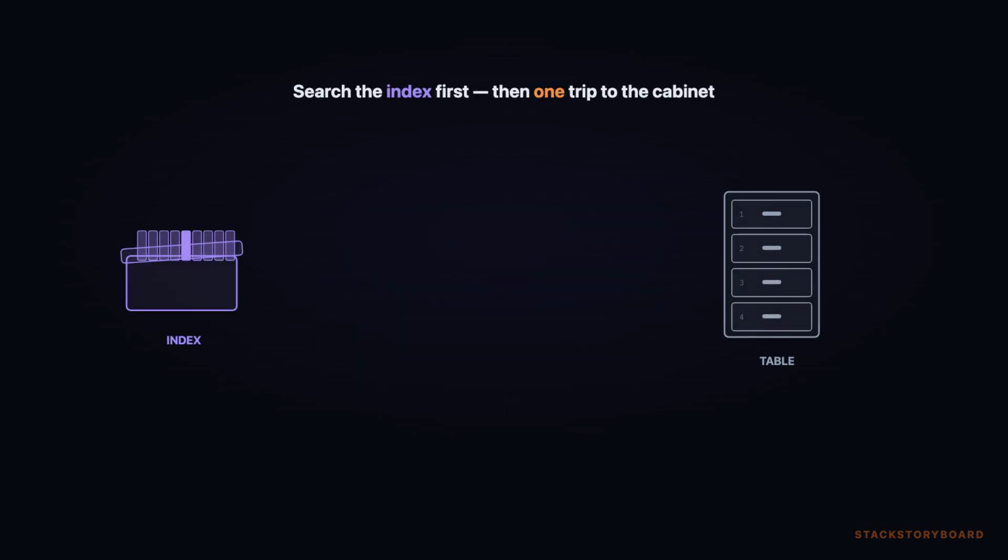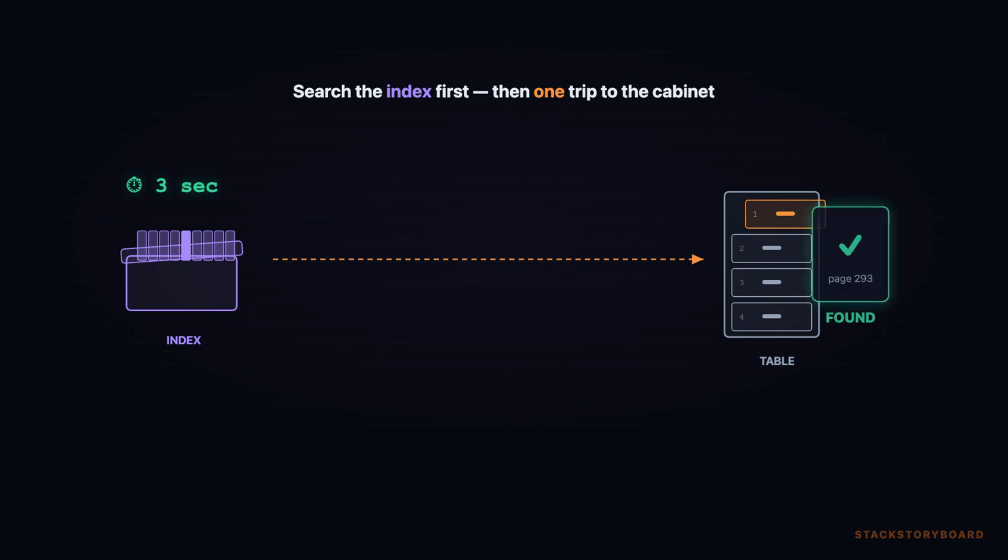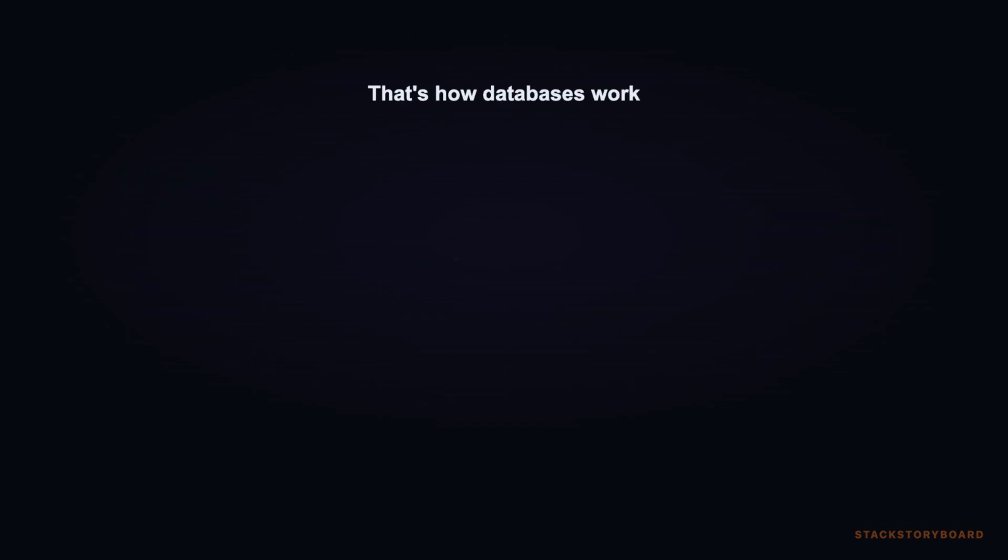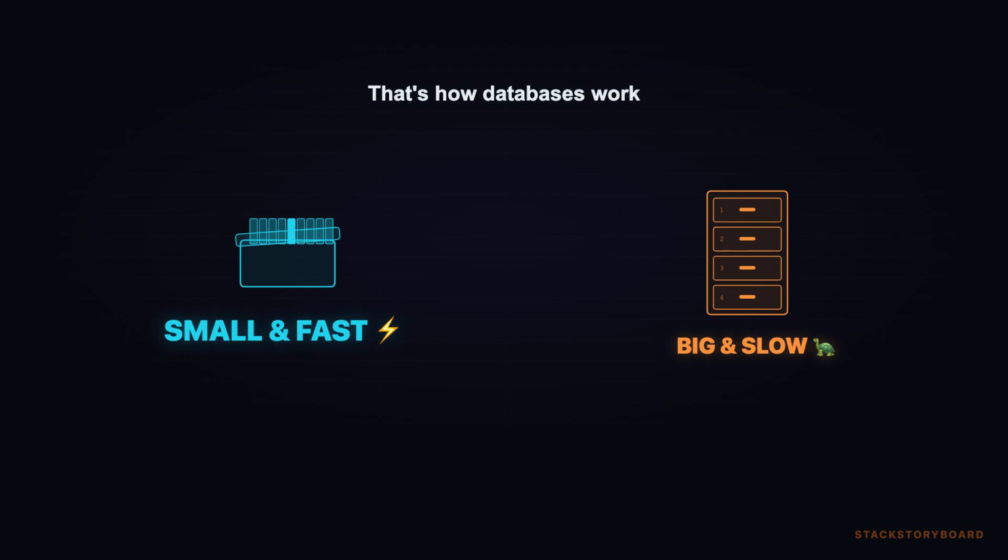So when you search for Sarah, you don't touch the filing cabinet yet. You flip through the index cards first, which are sorted, tiny, and fit in your hand. Find Sarah's card in 3 seconds. Then walk to the cabinet and grab only that one page. That's how databases work. The index is small and fast. The table is big and slow.